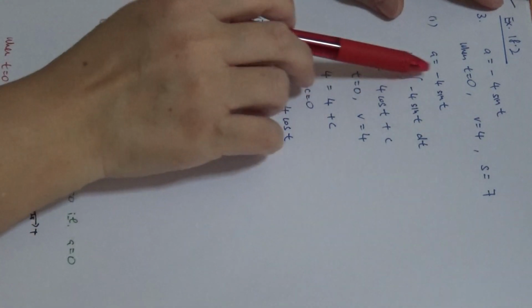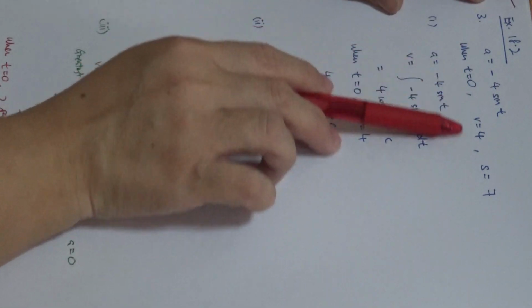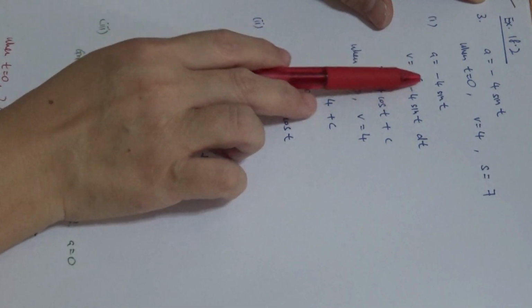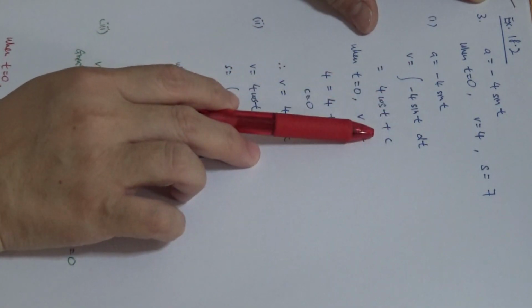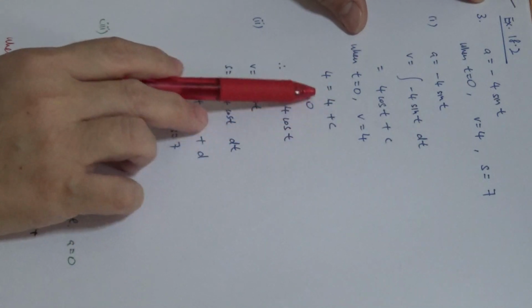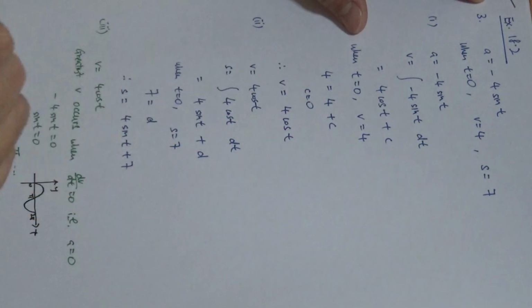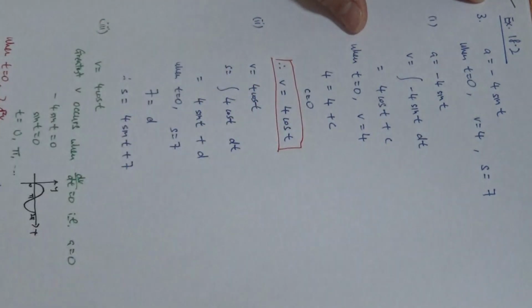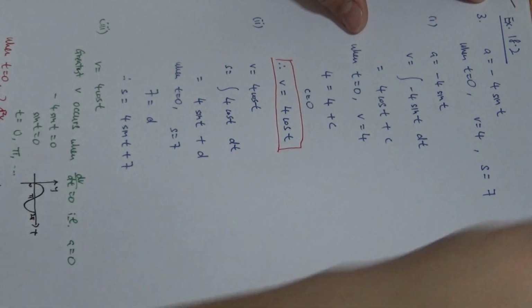Now, you are given the acceleration and you are given this information in the question. So a is this, velocity will be the integration of this, you will get this. Okay, t is 0, v is 4, you sub in, you get c as 0. Therefore, the velocity expression will be given by this. So that is your part 1.